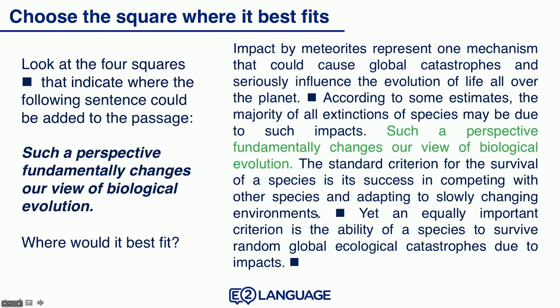And let's read from the top to the green sentence here. Impact by meteorites represent one mechanism that could cause global catastrophes and seriously influence the evolution of life all over the planet. According to some estimates, the majority of all extinctions of species may be due to such impacts. Such a perspective fundamentally changes our view of biological evolution. That is the best place for this sentence.